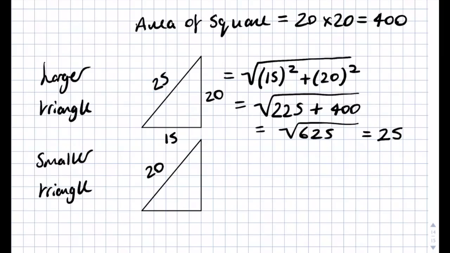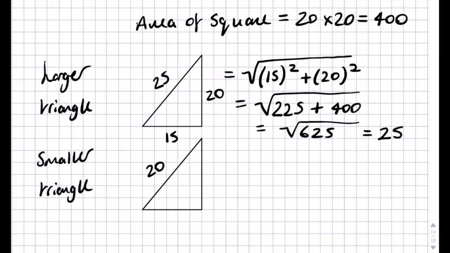But how do we find out what the length of the opposite and adjacent sides of the smaller triangle are? If the smaller triangle's hypotenuse is 20 and the larger triangle also has a side of 20, these 2 triangles must be similar.